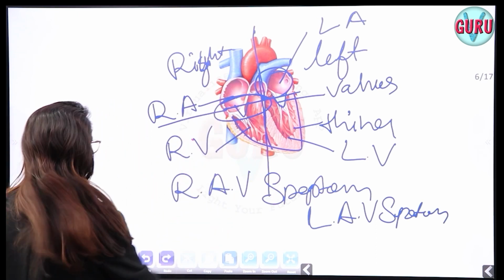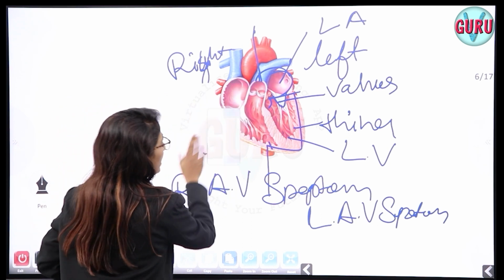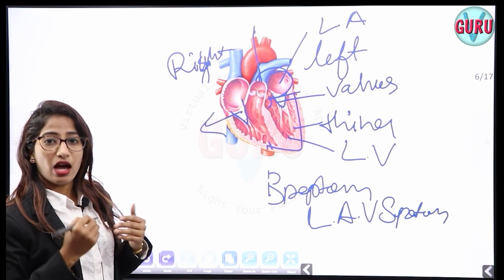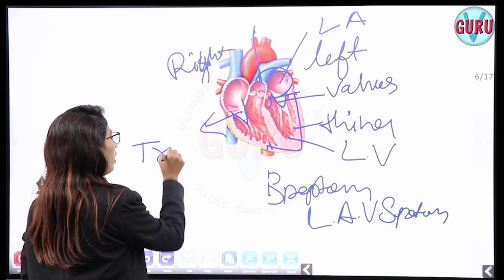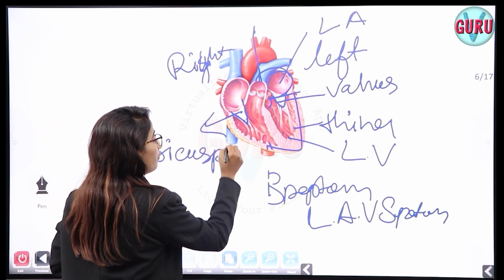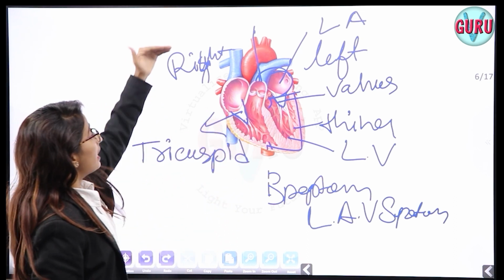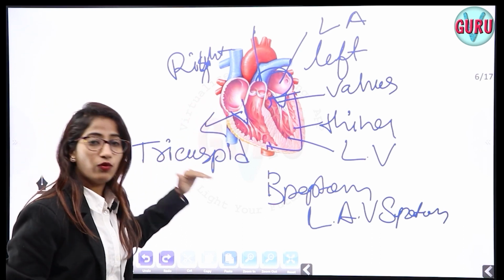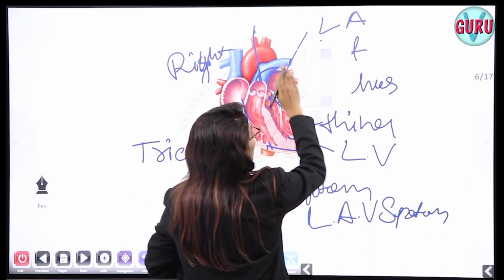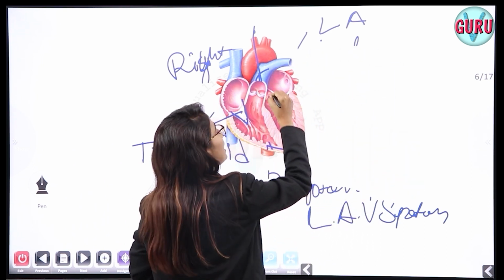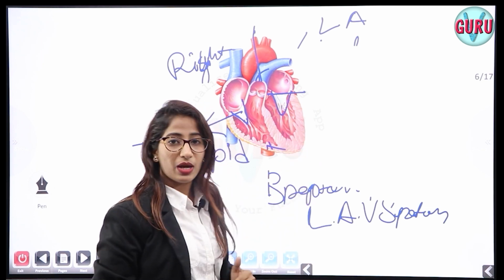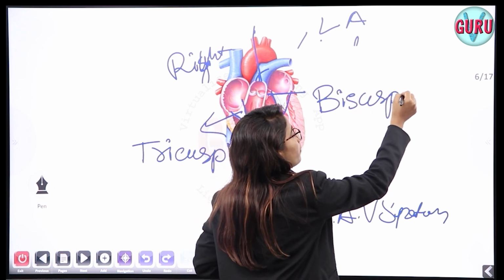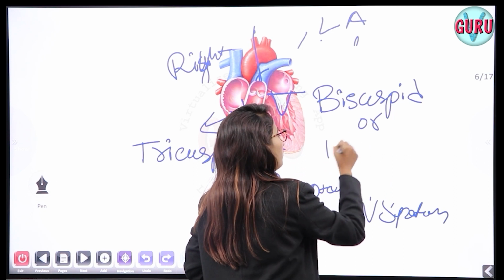The auriculoventricular septum is guarded by a valve, as I said. The valve present in the right auriculoventricular septum is called the tricuspid valve, and the valve present in the left auriculoventricular septum is called the bicuspid valve or mitral valve.